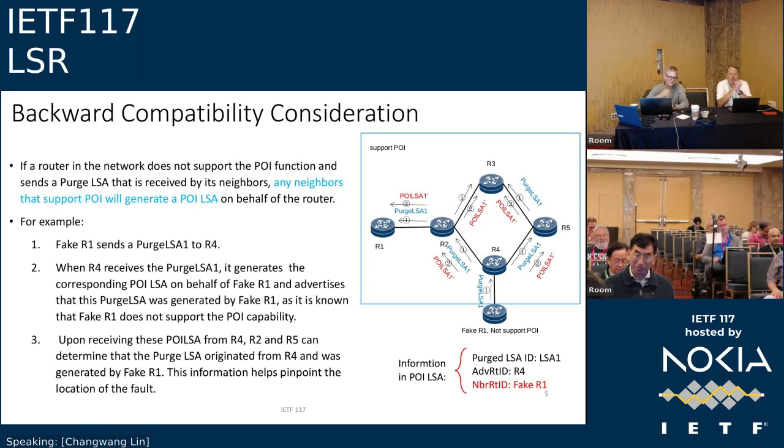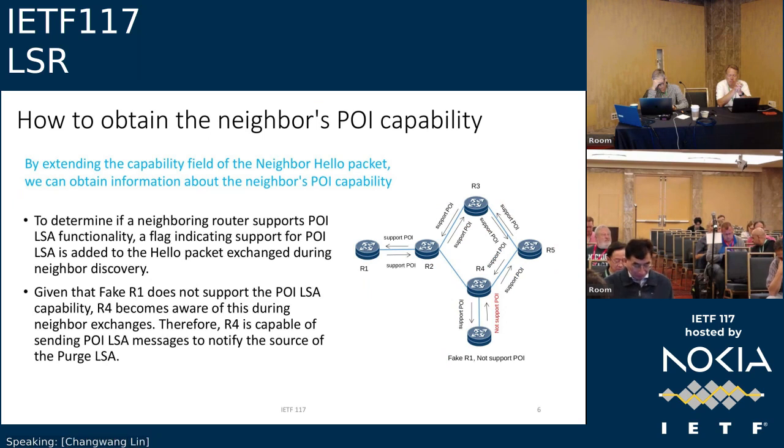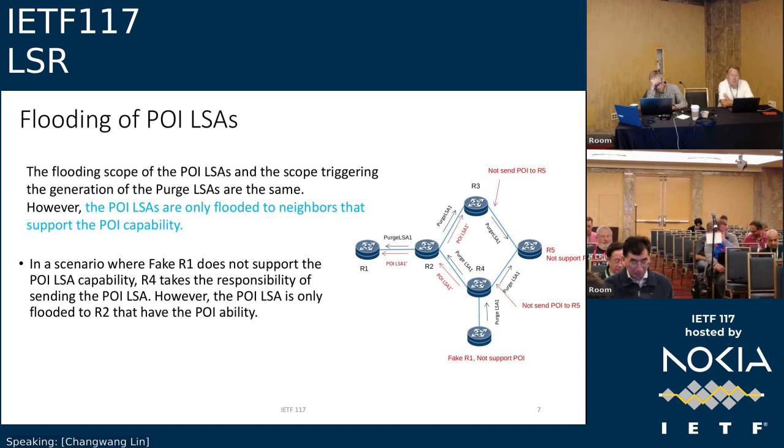For example, a fake router one sent a purge LSA to router 4. When router 4 receives the purge LSA, it generates the corresponding POI LSA on behalf of fake router one and advertises that this purge LSA was generated by the fake router one, as it is known that the fake router one does not support POI capability. By extending the capability of the neighbor hello packet, we can obtain the information about the neighbor's POI capability. Given that the fake router does not support the POI LSA capability, router 4 becomes aware of this during neighbor exchange. Therefore, router 4 is capable of sending a POI message to notify the source of the purged LSA. The POI LSAs are only flooded to the neighbors that support the POI capability.